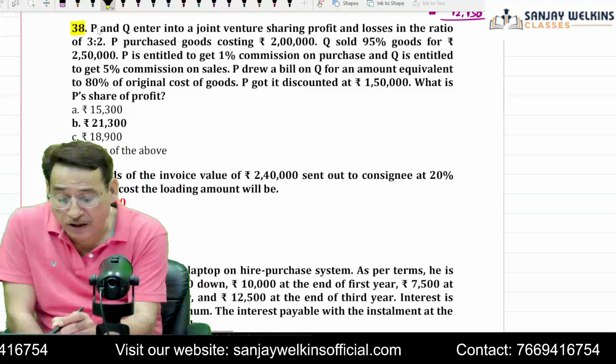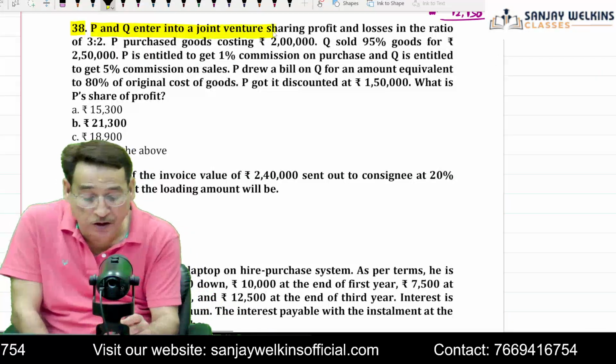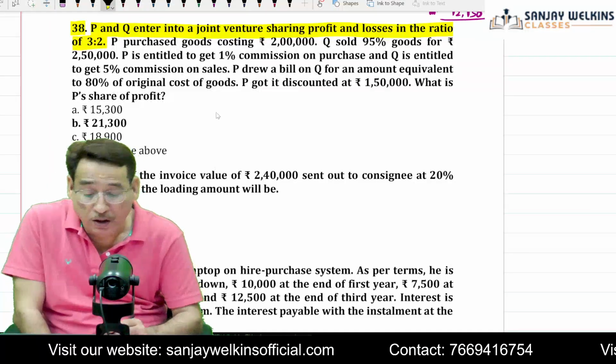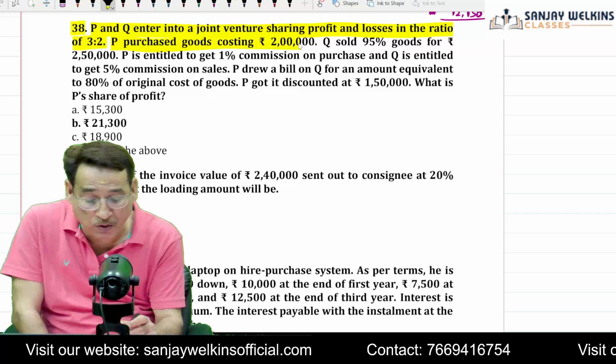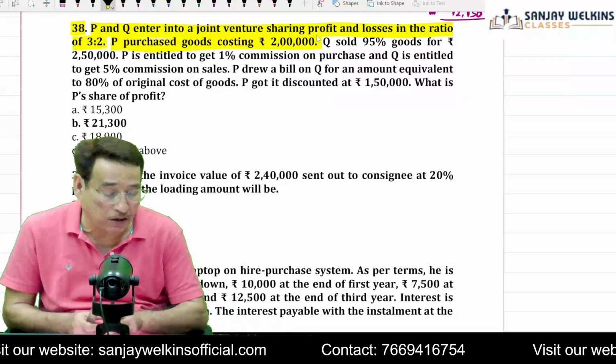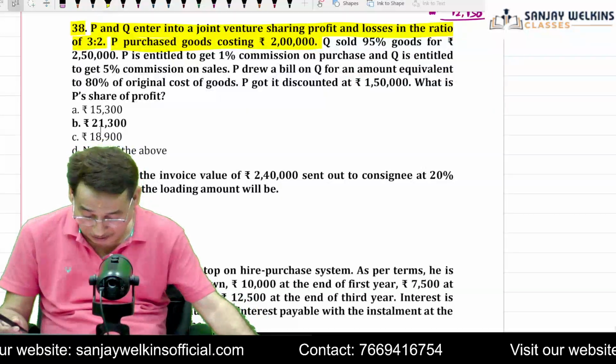In question number 38, it is stated that P and Q enter into a joint venture, sharing profits and losses in the ratio of 3:2. P purchased goods costing rupees 2 lakh. Now in this particular question it is given to you, just allow me a bit of space.